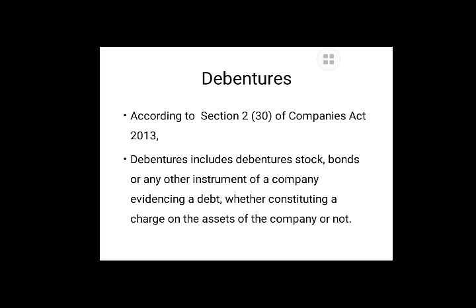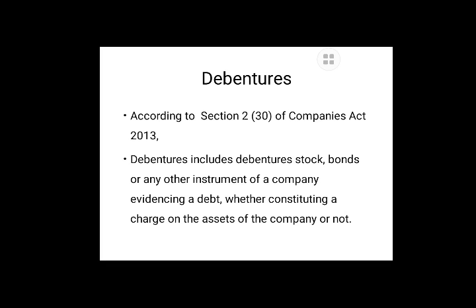Where debentures are issued by a company under this section, the company shall create a debenture redemption reserve account out of the profits of the company available for payment of dividend, and the amount credited to such account shall not be utilized by the company except for redemption of debentures.